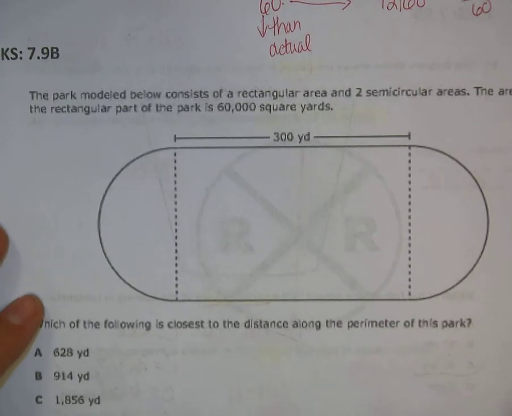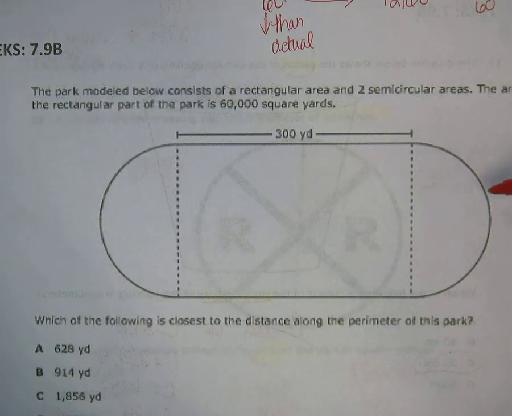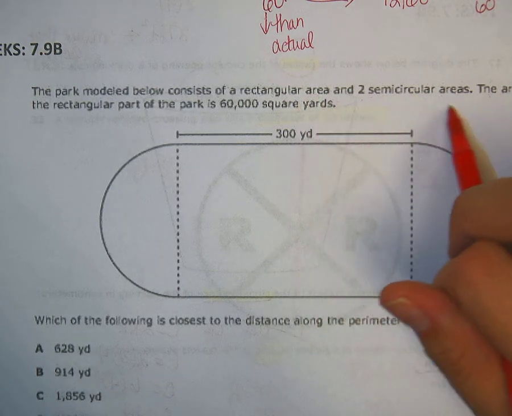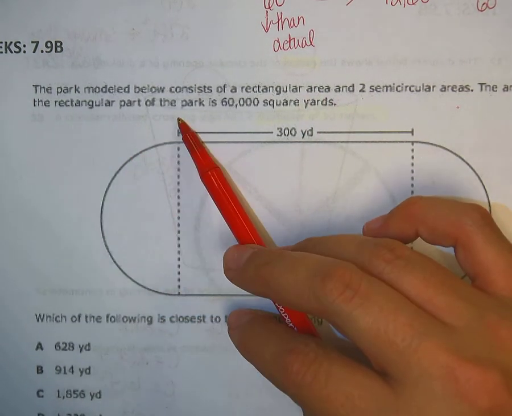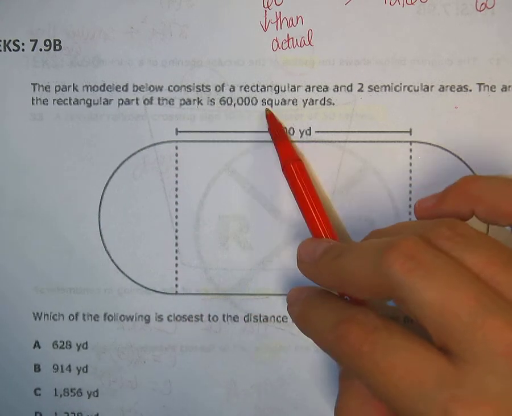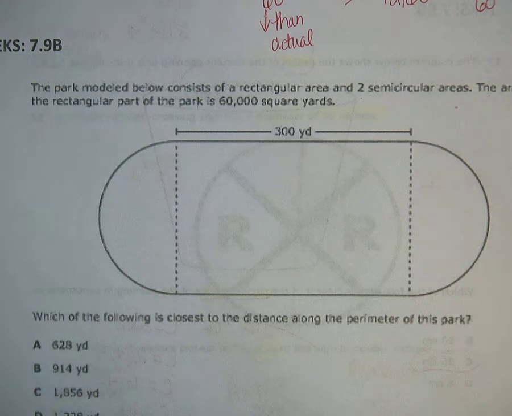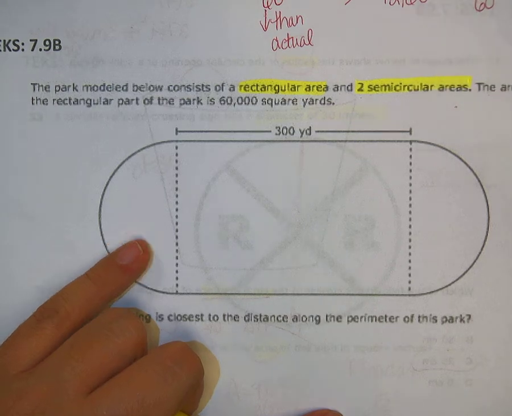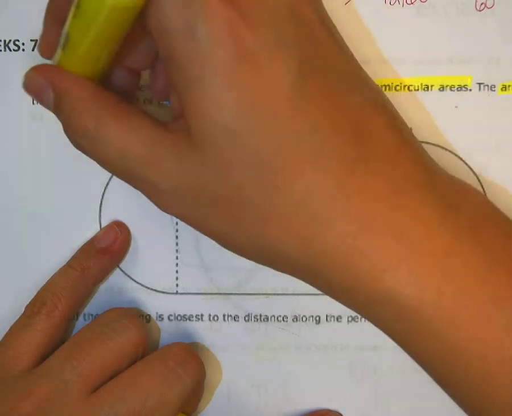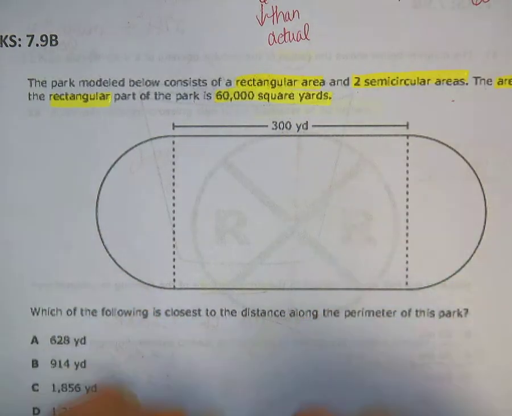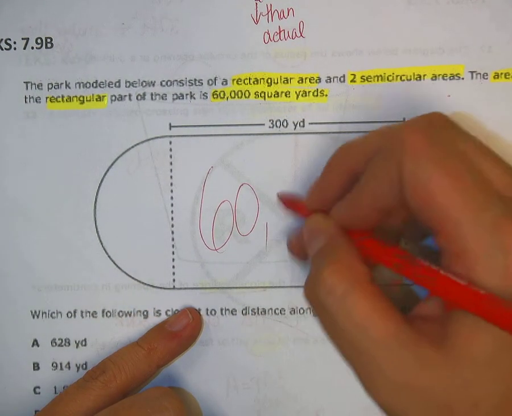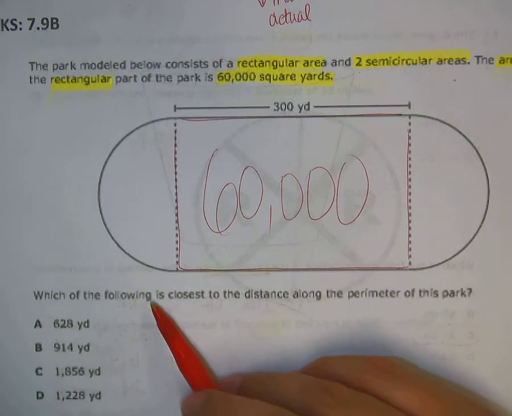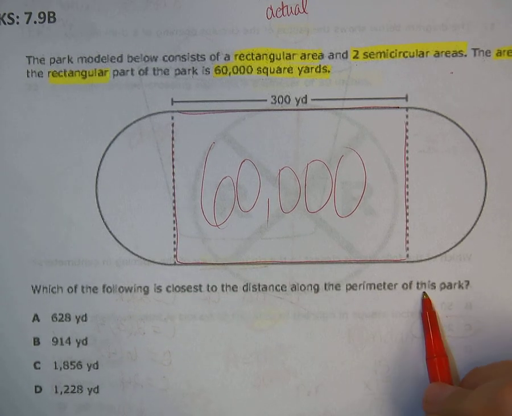This is going to be a very familiar shape. I bet you're going to have a question that looks like this. The park model below consists of a rectangular area and 2 semicircle areas. The area of the rectangular part of the park is 60,000 square yards. Okay, so let's read that again. The park has a rectangular area, 2 semicircle areas, rectangular, 60,000. Write that in here, 60,000. And that's for this space here. Which of the following is closest to the distance along the perimeter of this park?